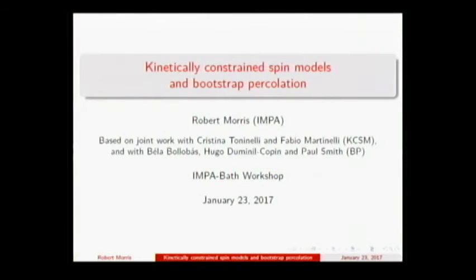explored. So this is the work on Bootstrap Percolation, which I've been involved in for roughly 10 years. I'll talk particularly about joint work with Bela Bollobás, Hugo Duminil-Copin, Paul Smith, and then very recently we started working with Cristina Toninelli and Fabio Martinelli on applications of the ideas to these kinetically constrained spin models.